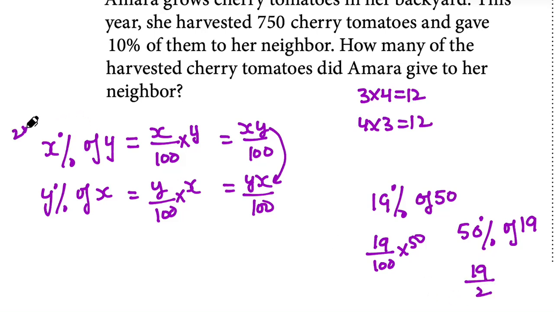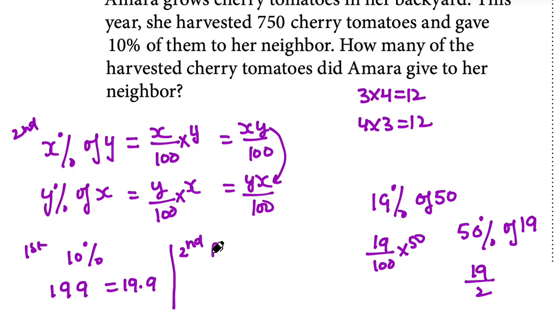Second shortcut, right? So first one is whenever it is about 10%, for example, if you have to do 10% of 199, that will be 19.9. And second is, what is the second shortcut? Just flip. If flipping is making it easier, right? Perfect.